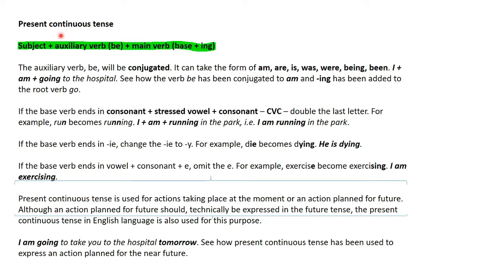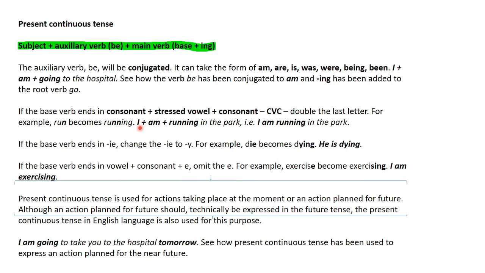So when forming a present continuous tense, keep in mind that we should first write the subject followed by the conjugated form of the verb to be and the present participle form of the main verb. There are a few things to remember. If the main verb is following a CVC pattern, we need to double the last letter.